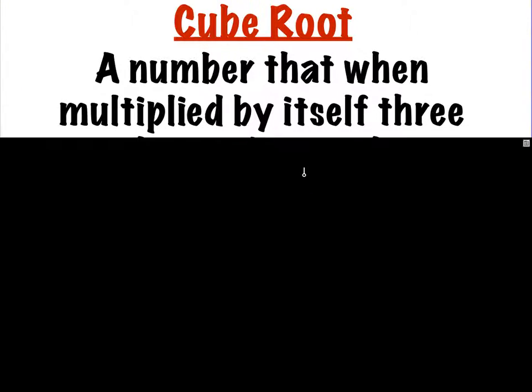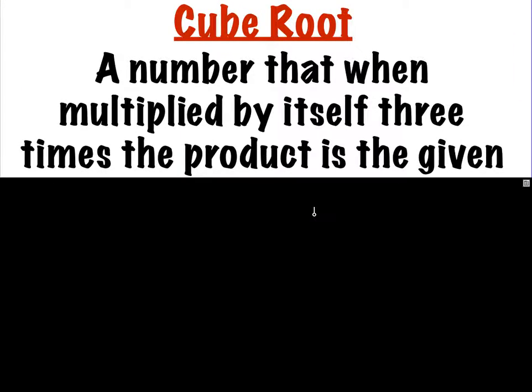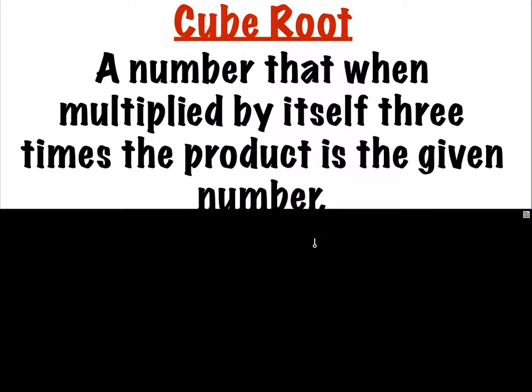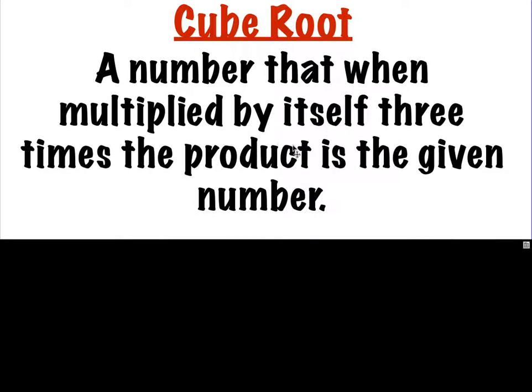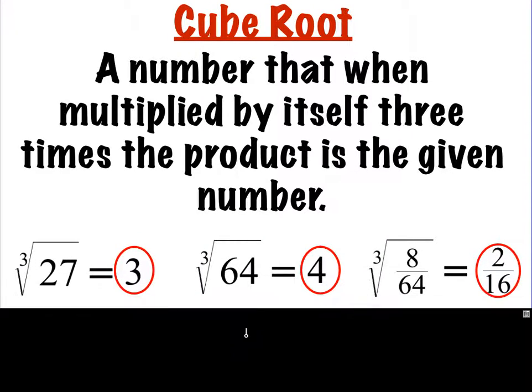Cube root. Cube roots are numbers that when multiplied by themselves 3 times get you the given product. So in this case, let's say we have 27. The cube root of 27 is going to be 3 because if I do 3 times 3 times 3, it gives me 27.